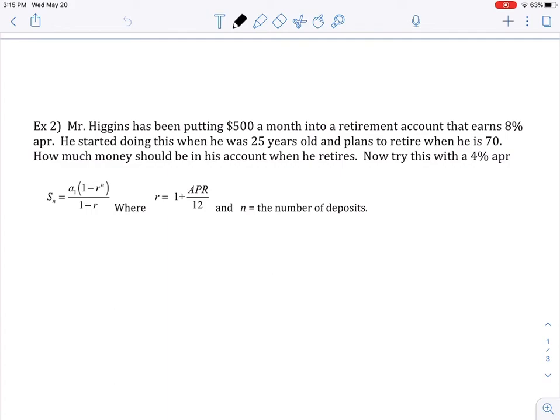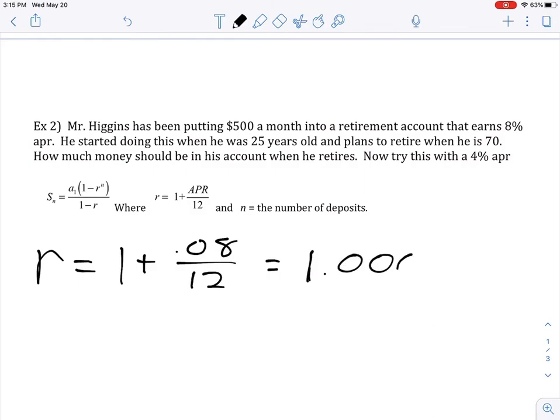What I like to do is figure out my R first. R equals 1 plus 0.08 over 12. I'm on my calculator now: 0.08 divided by 12 equals, and then I put 1 plus second answer. So I've got 1.006667. That 6 is going to just keep going. I'll round that to a couple decimal spots, but we're going to at least get 667 in there. So that is our R.